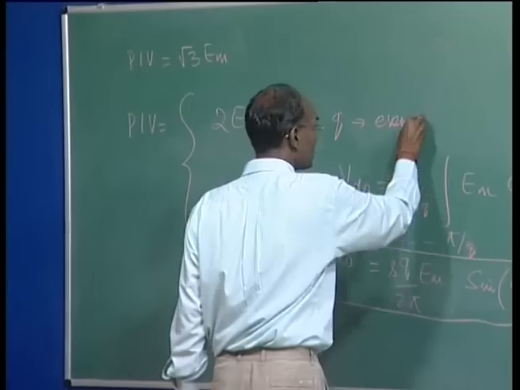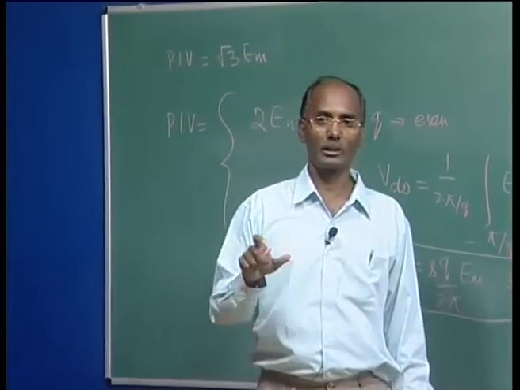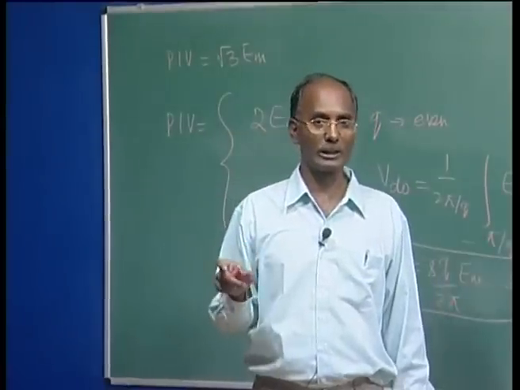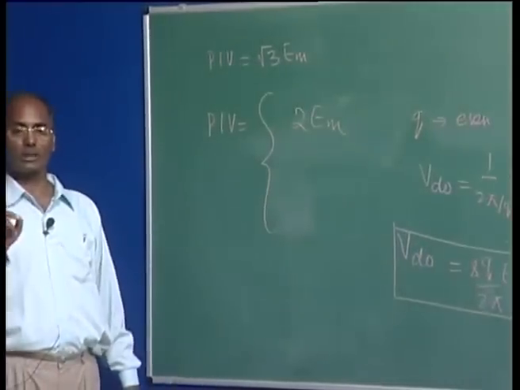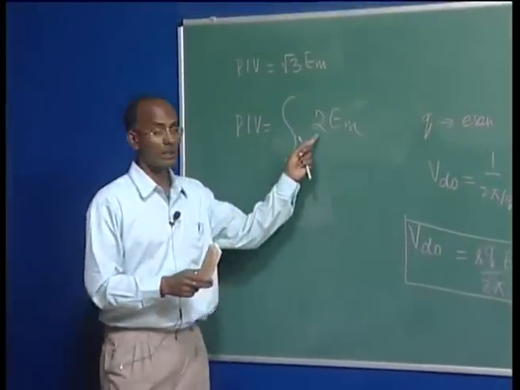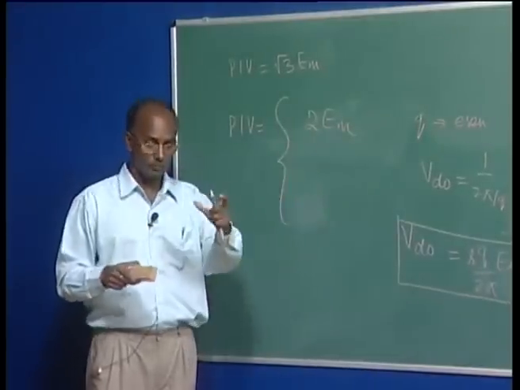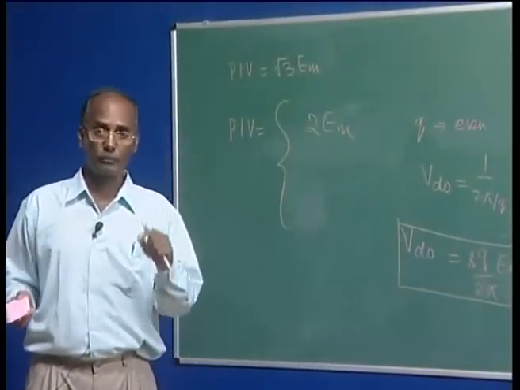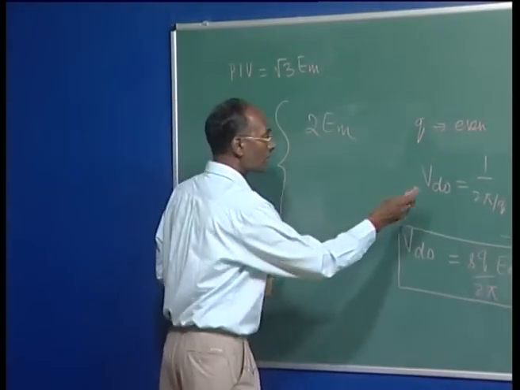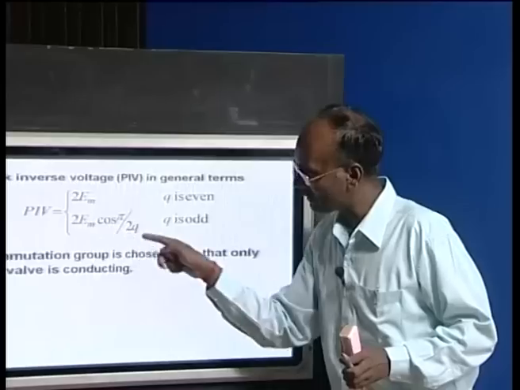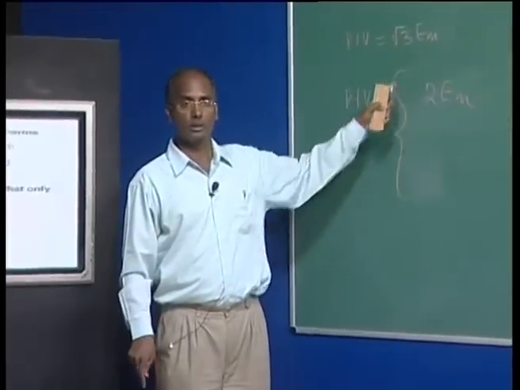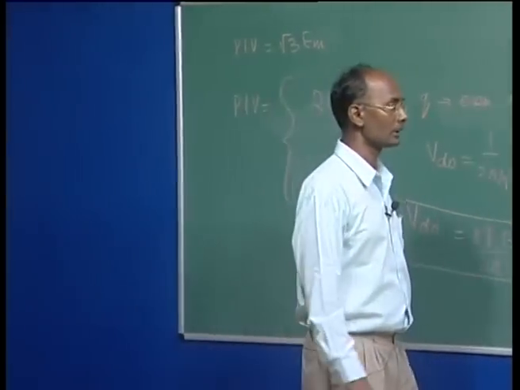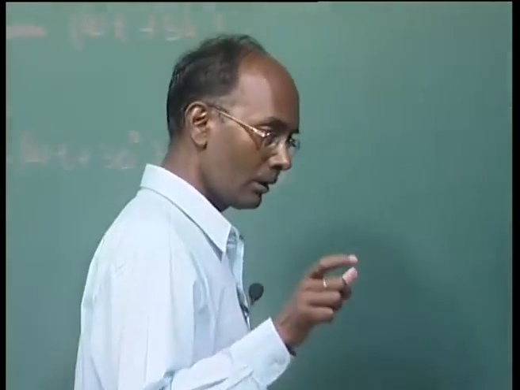Just remember the circuit when we were discussing the full wave rectifier: the peak inverse voltage was 2 EM, because Q at that time was 2, since there were two pulses, R was 1 and S was 1. That was for the full wave rectifier, not the bridge circuit. Here, once Q is odd, it is given by this expression, and for Q equal to 3 you get this value. So this is the general expression for the peak inverse voltage, which depends upon the number of valves in a commutating group, and it is decided by two expressions.